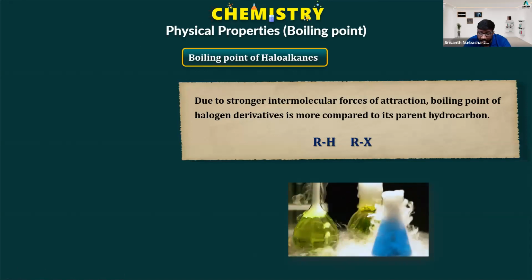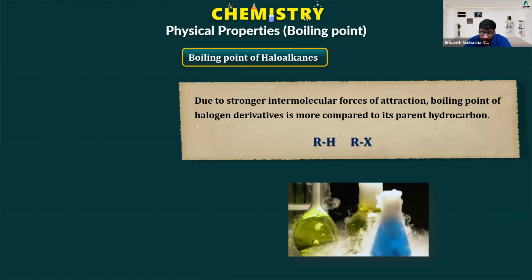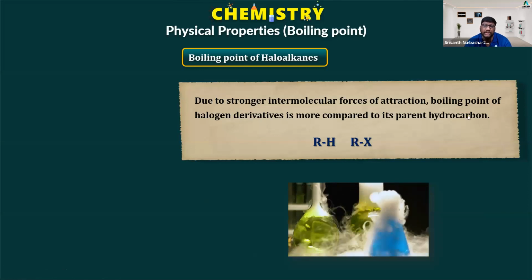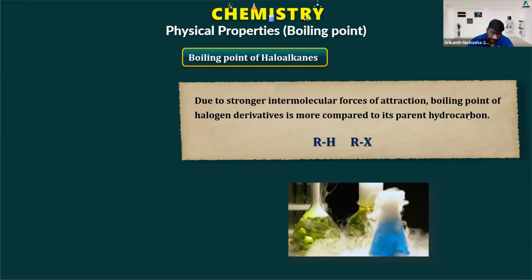Due to strong intermolecular force of attraction, the boiling point of halogen derivatives is more when we compare them to the parent hydrocarbon. When compared to hydrocarbon, halogen derivatives will have higher boiling points. Why? Because of stronger intermolecular forces of attraction. And then the concept of leaving group you have to understand before studying chemical properties.